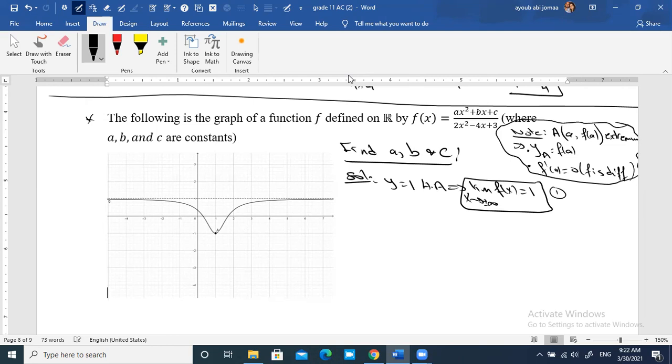So here we have A, a local minimum. Then two things. F of 1 is equal to negative 1, and the point (1, negative 1) is a local minimum. Then f of 1 is equal to negative 1. This is the second piece of information. And the third: f prime of 1 is equal to 0.